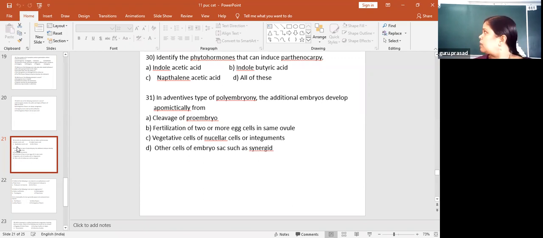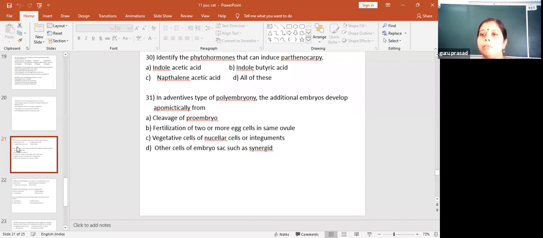If asked which phytohormones induce parthenocarpy, it is all the three: indole acetic acid, IAA, indole butyric acid, IBA, and naphthalene acetic acid, NAA. All the three have the capacity to induce parthenocarpy. So which is the correct option here? All of these. Okay, so next go for question number 31.